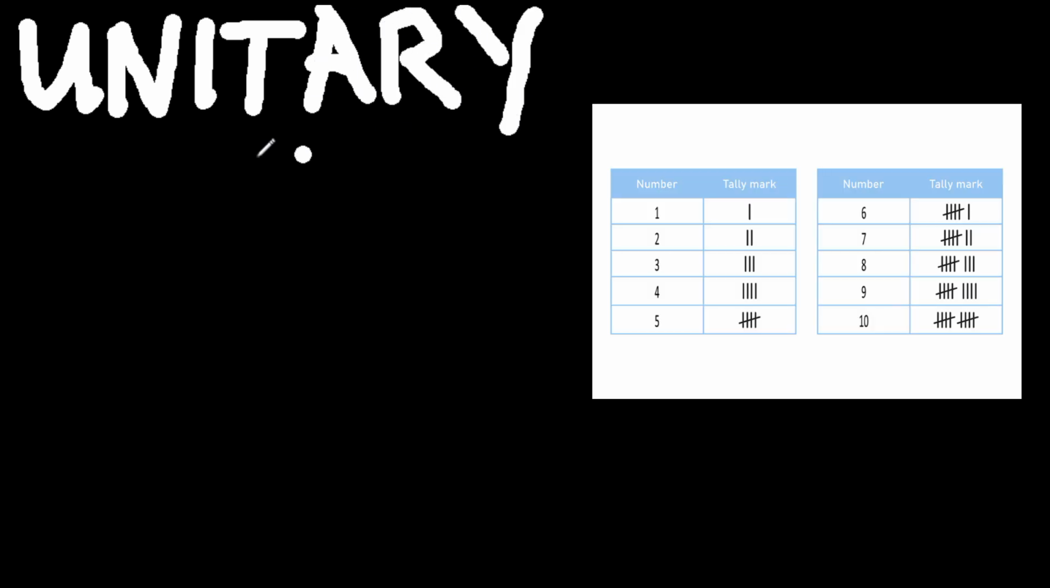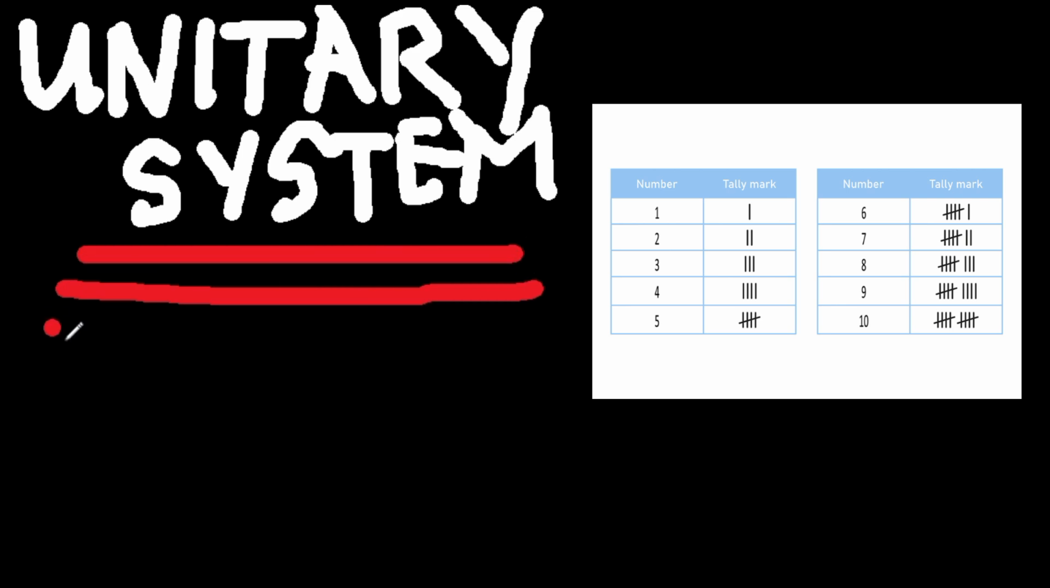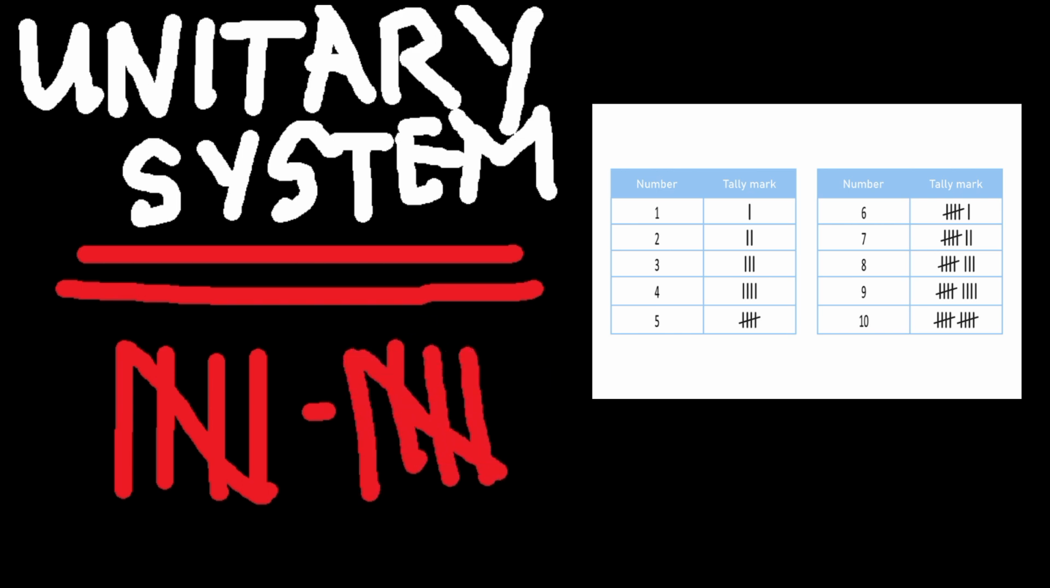Now, when you hear the word unitary, what do you think of? Think of the comparison between the objects to be counted in the count or tally. Unitary system means tallying. For example, you need to count the votes of the candidates in the elections. You need to tally it. It is a long series of tallying marks in groups of 5.